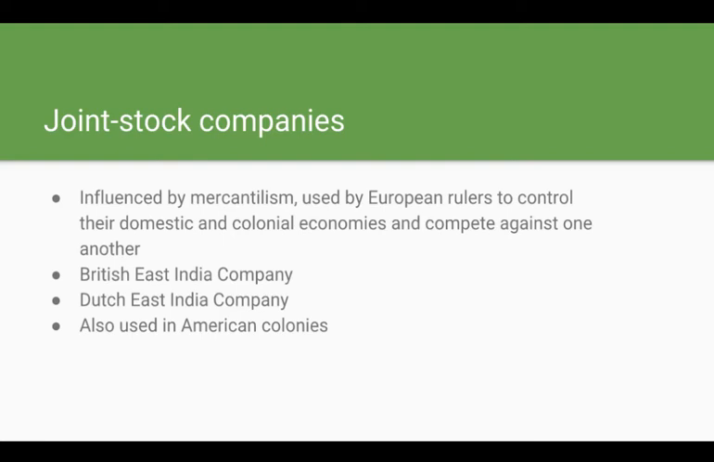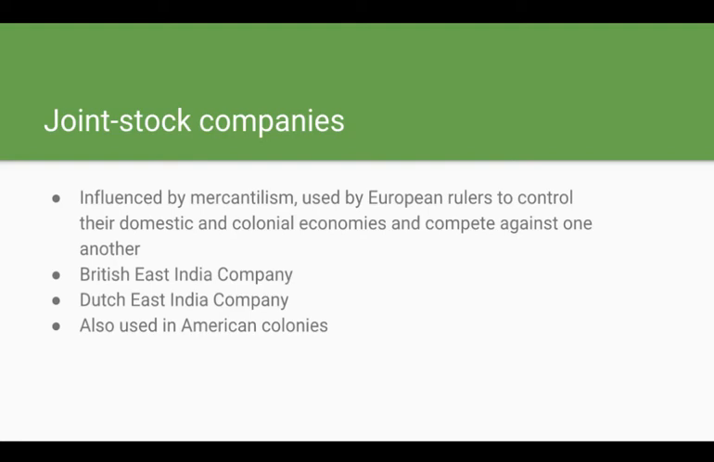So joint stock companies, I don't know that the book used this term very much. Essentially, it's a company authorized by a European government to conduct trade on behalf of the government. As far as the Europeans are concerned, like let's say the British government, that company has a monopoly in the place that they're trading in.